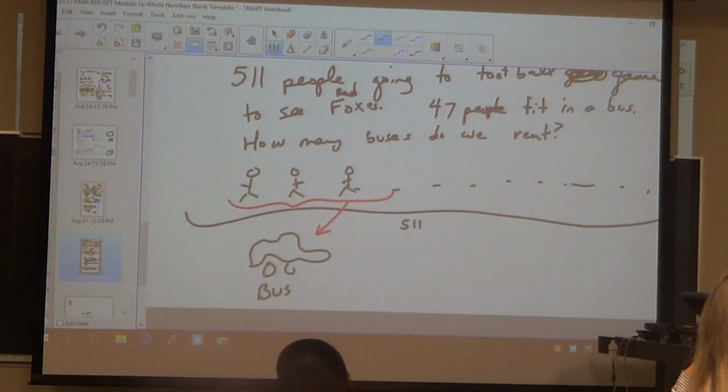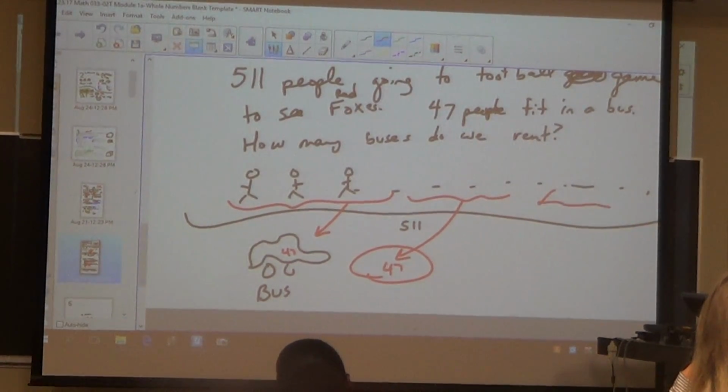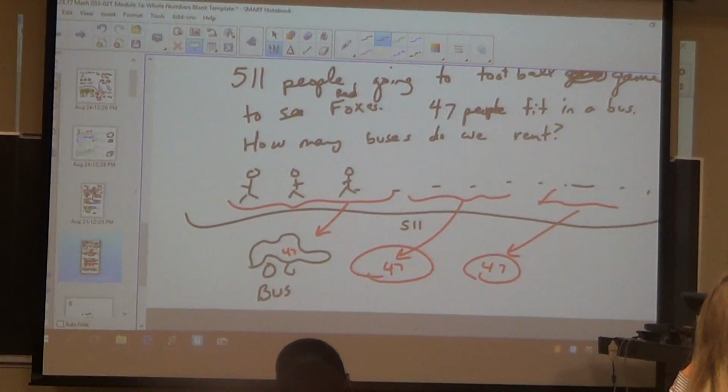You're sitting real close. 47. And then we're going to put another 47 on this bus and another 47 on this bus. So what kind of problem is this? Yeah, multiply.